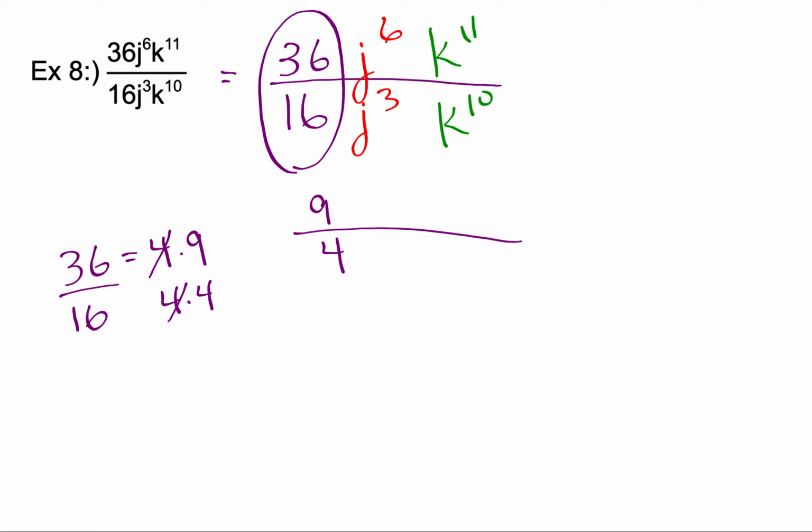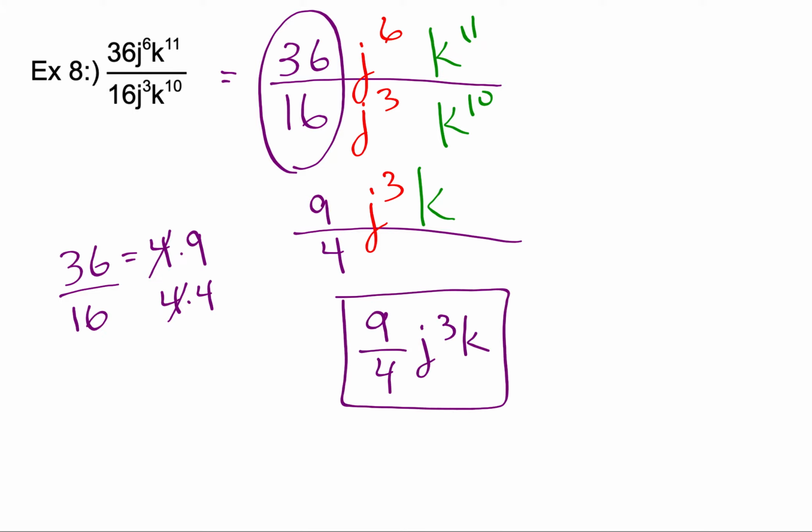Okay, for the j's, since they have the same base, j to the 6th over j to the 3rd is j to the 3rd. All right, k to the 11th over k to the 10th is k to the 1st. No need to write the exponent on there. So this answer would be 9/4 j cubed k. It also could be written as 9j cubed k all over 4. Both of those are correct, and both of them mean the same thing.